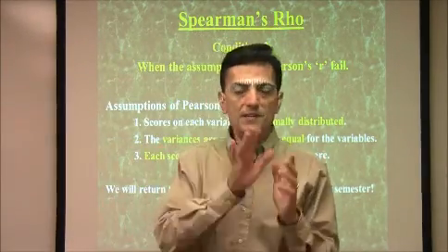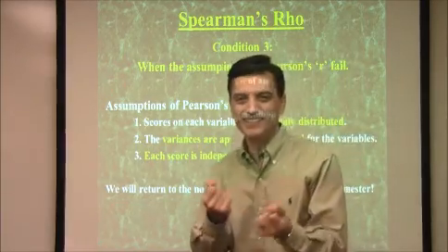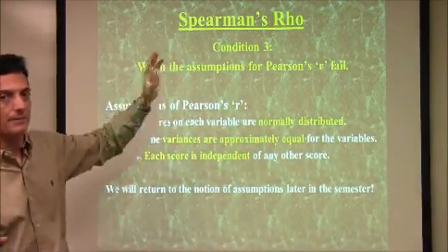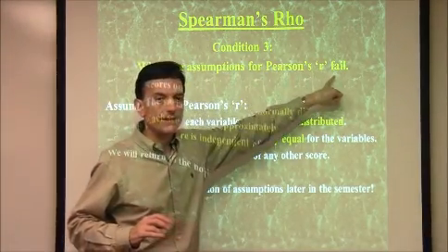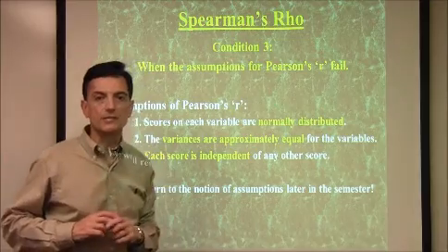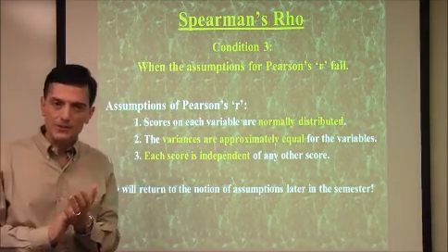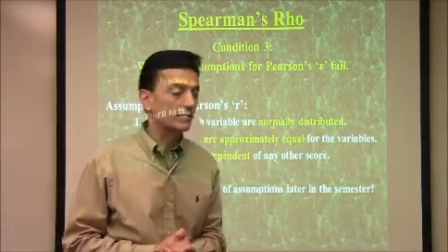And this brings us back to the distinction between the Pearson, which is parametric, and there's an alliteration there that you might want to take advantage of, versus the Spearman, which is not parametric. So when the assumptions for the Pearson R fail, then we would revert to using the Spearman Rho. Now, what are these assumptions? I'll introduce them here, and then we will return to these assumptions throughout the semester.